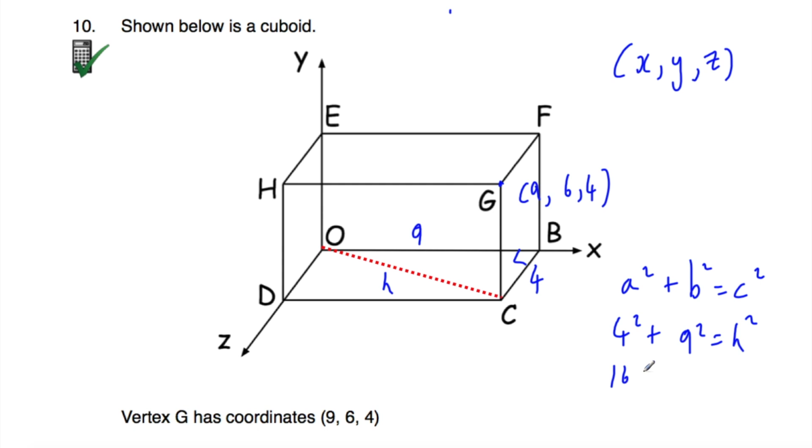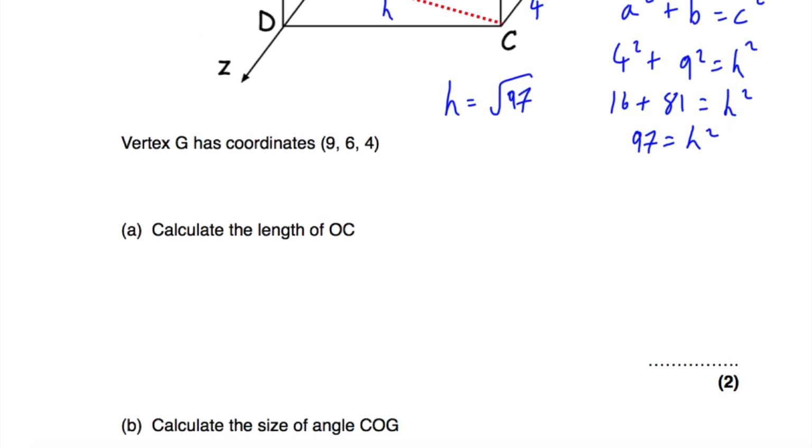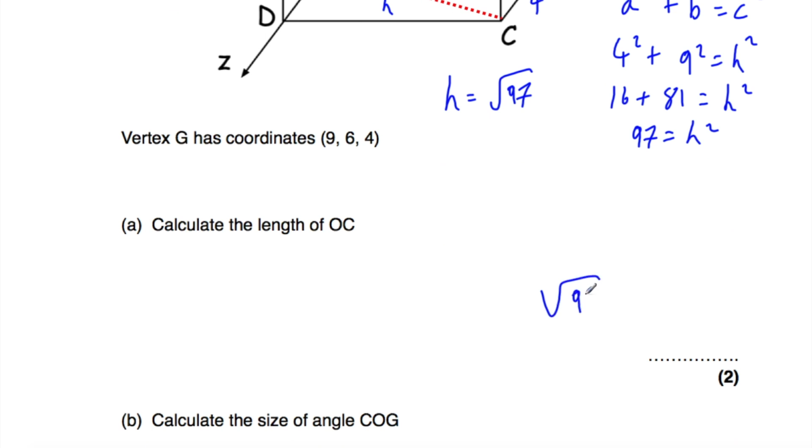4 squared is 16, plus 9 squared is 81, and that's equal to h squared. And then if we add those together, we get 97 is equal to h squared. So h is equal to the square root of 97. So the length of OC is equal to root 97. So that's equal to the square root of 97, or if you give it as a decimal number, 9.849 to 3 decimal places. That's the length of OC to 3 decimal places.